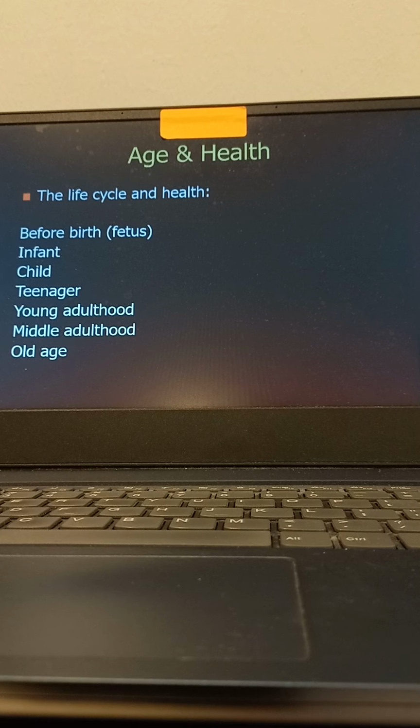Age and health. We know that the life cycle of an individual can affect the chances of developing particular illnesses or diseases and so on. So the life cycle: before birth, as a fetus, and then after birth, you're an infant, then become a child, then teenager, young adulthood, middle adulthood, and old age. So typically, for teenagers and young adults, the chances of dying from disease is relatively low, and teenagers and young adults are typically at higher risk of suicide and road traffic injuries.